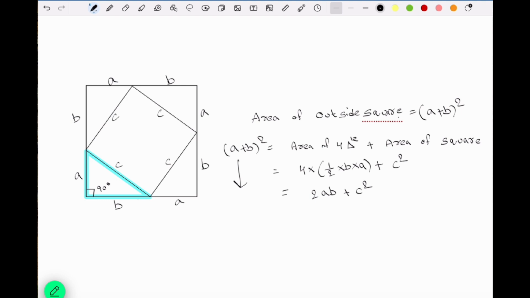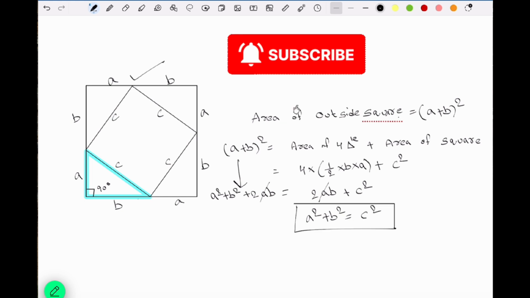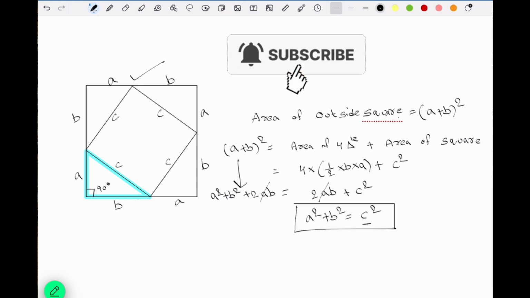We know the expansion of A plus B whole square, right? A plus B whole square is equal to A square plus B square plus 2 times AB. On both the sides, 2 times AB is common, right? So I am cancelling both of them. So A square plus B square is equal to C square. In this figure, in the triangle which was shaded in blue color, if you see, A and B are sides of the triangle and C is the hypotenuse. Square of the hypotenuse is equal to sum of squares of remaining sides. This is the Pythagoras theorem and hence it is proved.